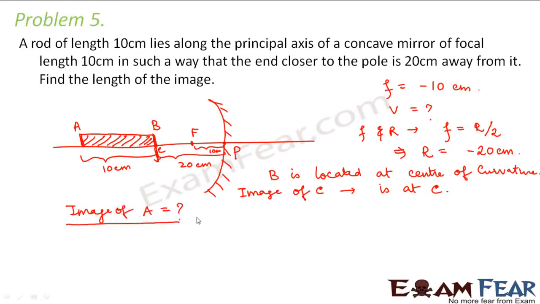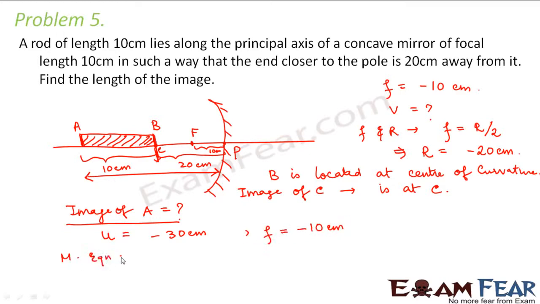Now what about the image of A? Let us concentrate on the image of A. For A, what is u? What is the distance of A from the pole? This distance is this entire distance, which is 20 centimeters plus 10 centimeters, that is 30 centimeters. Considering the sign convention, it would be minus. And what is the focal length? Focal length is minus 10 centimeters.